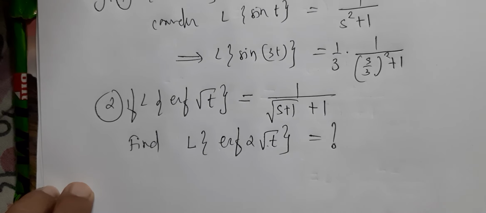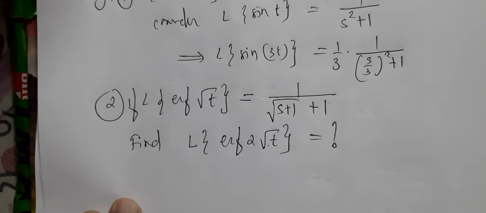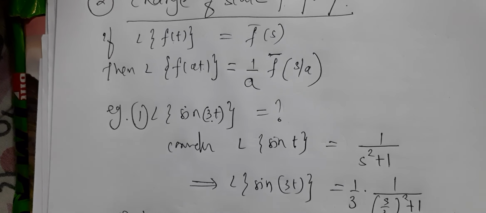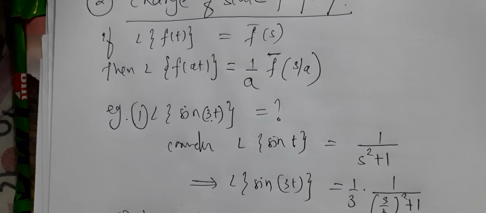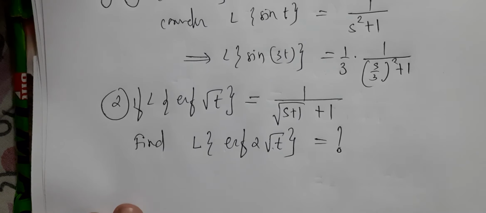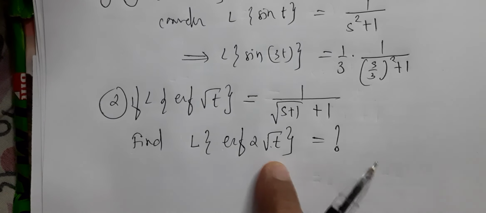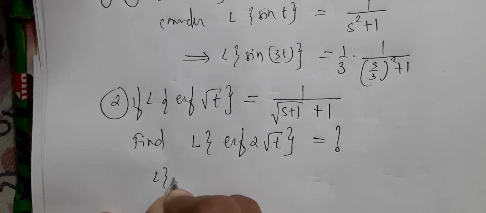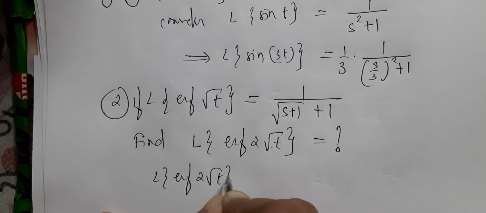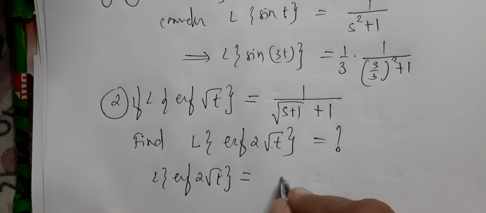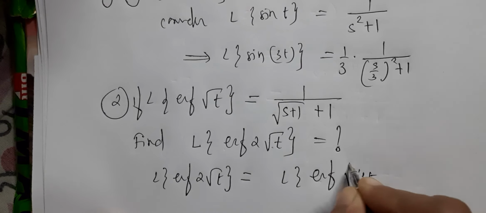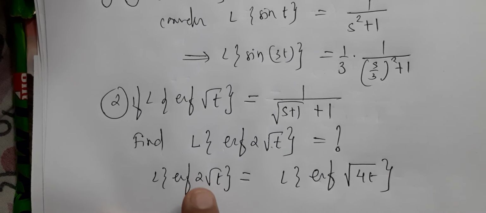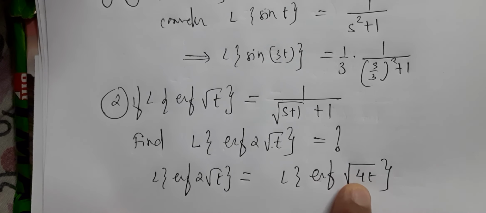Just understand my sentence. I said repeatedly, in place of t it should be at. We know L of f(t), and in place of t it should be at. So here it is not at in place of t. So first we have to do that. What we have to do here? Error function of 2 root t. First I will write it as L of error function of root of 4t. I hope you understood this step. This 2 I took inside the root, so it became 4.